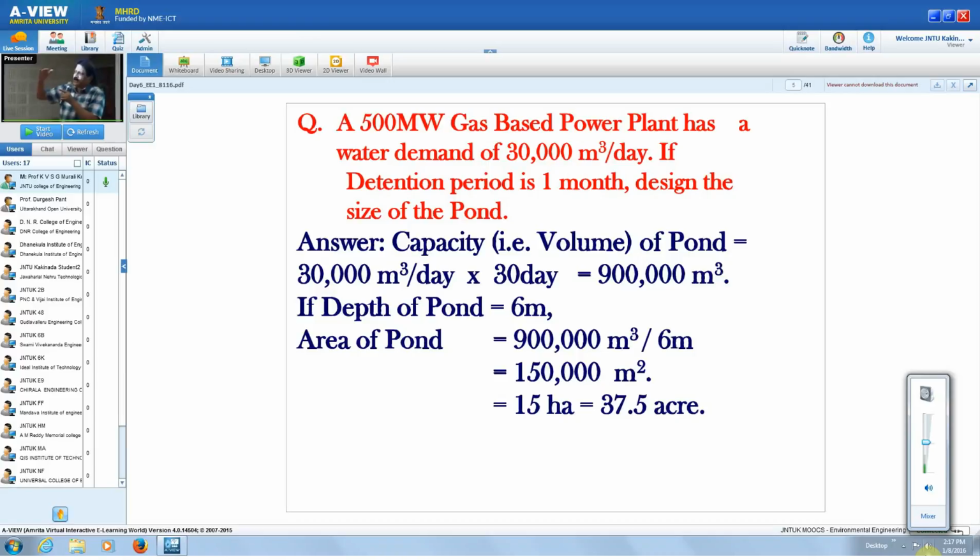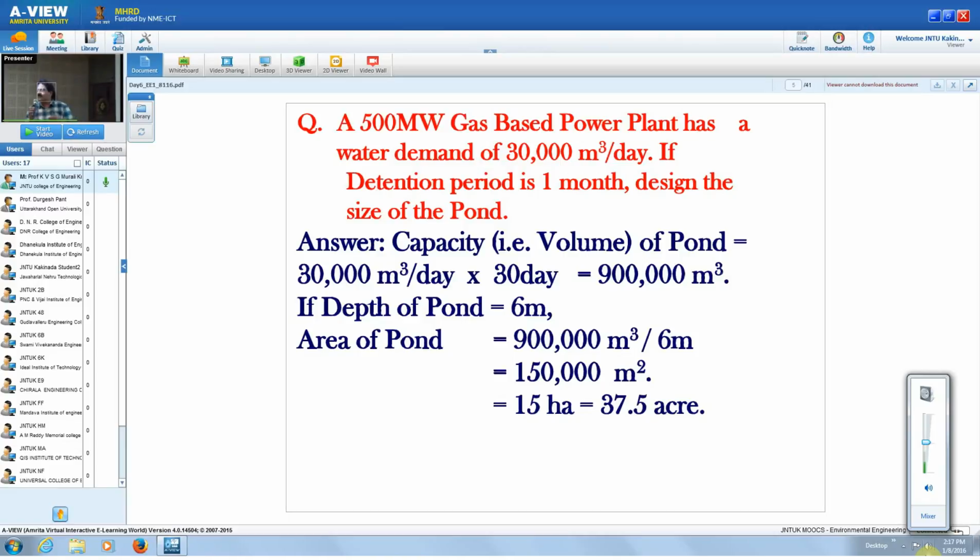If it is 6 meter, what is the total economics? If it is 9 meter, over a period of 10 years, what is the loss incurred? What is the profit incurred? All this you have to calculate. What is the construction cost? Because if the pond is to be lined, you have to calculate the complete area to be lined. All these things are to be calculated.